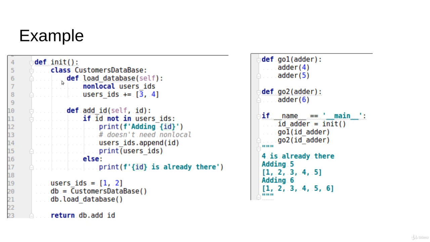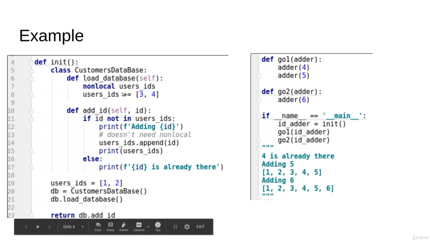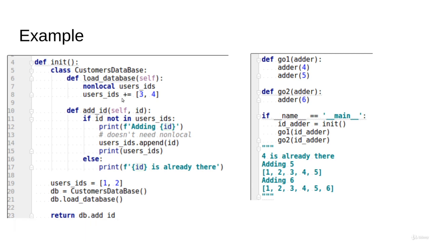The class has two methods, load database and add ID. Observe that the load database is using the user's add, which is actually in the enclosing scope itself, 1 and 2. And as we would like to do the plus equal here, then there's some assignment. So we need to have a nonlocal to allow it to change with a plus equal.